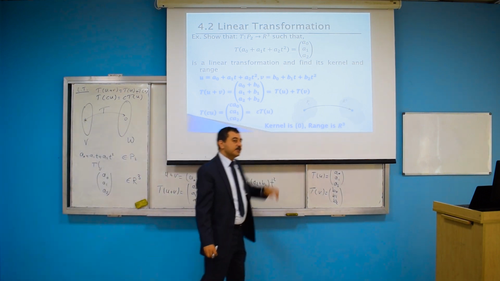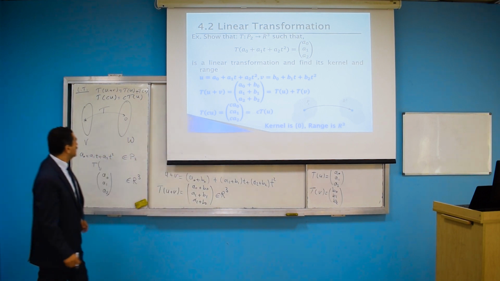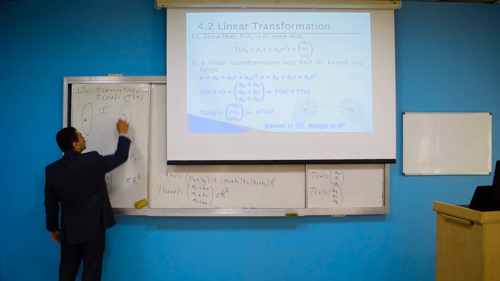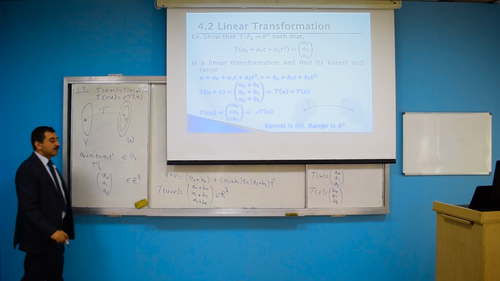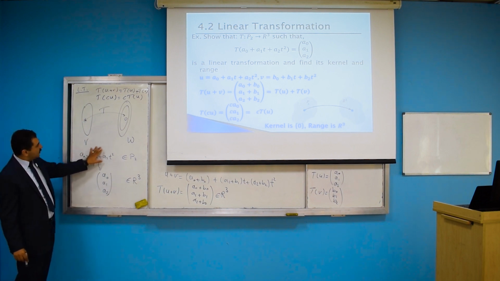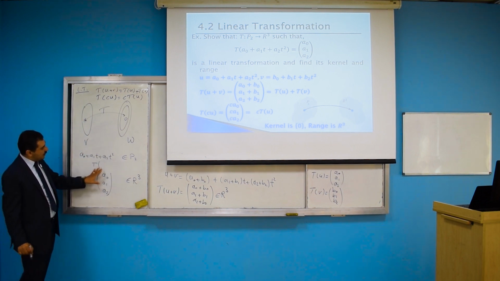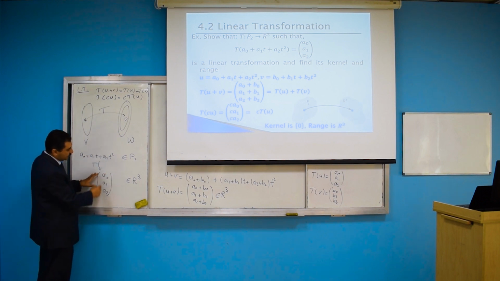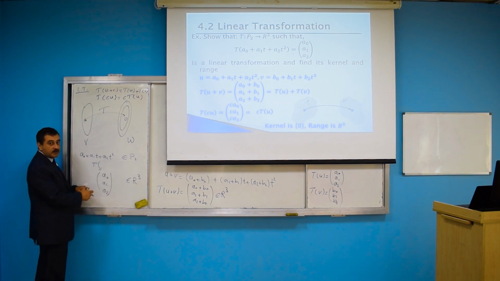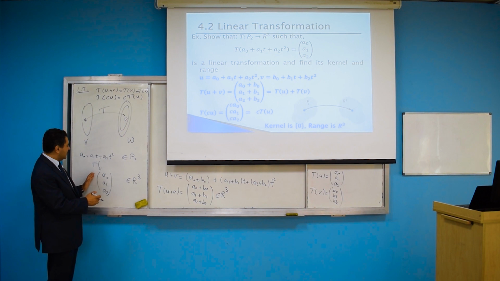And the range, you check all the vectors you get in the codomain. And simply, if you transform any polynomial in P2 with any A0, A1, A2, you will get all the vectors in R3, and hence the range would be the whole R3.